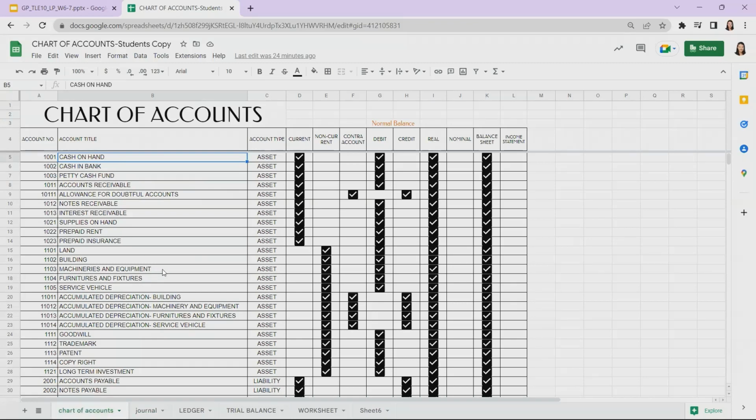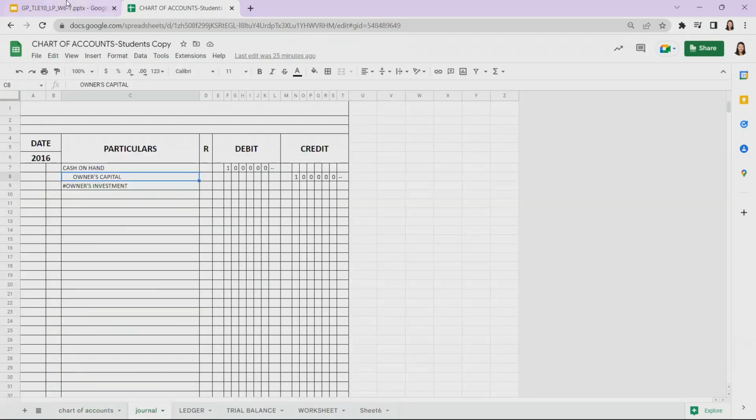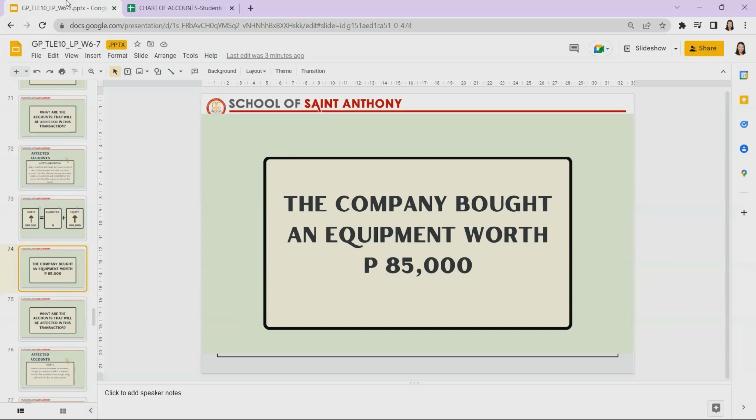Equipment. We have here machineries and equipment. Anong account si machineries and equipment? Asset. We have machineries and equipment. Asset account. What happened to our machineries and equipment the moment that we bought the equipment? Did it increase or decrease? Nung bumili tayo ng equipment, ang nangyari sa machineries and equipment account natin ay nag-increase kasi bumili tayo. So, madadagdagan yan. Tataas. Mag-i-increase. It is an asset account.